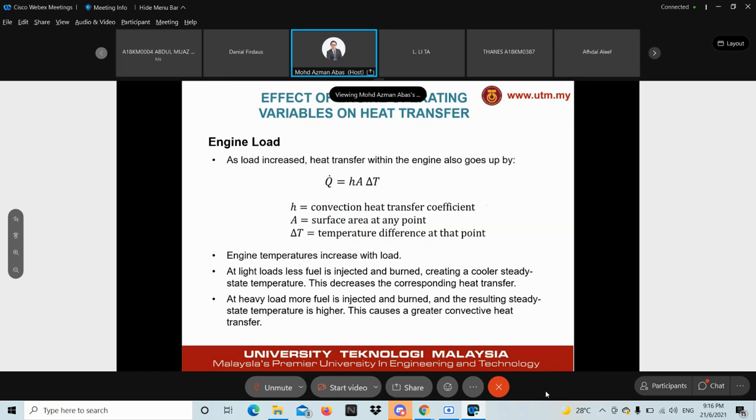Engine load can also be calculated. As load increases, heat transfer within the engine also goes up, with the product of convection heat transfer coefficient times the surface area at any point and also delta T, the temperature difference at that point.